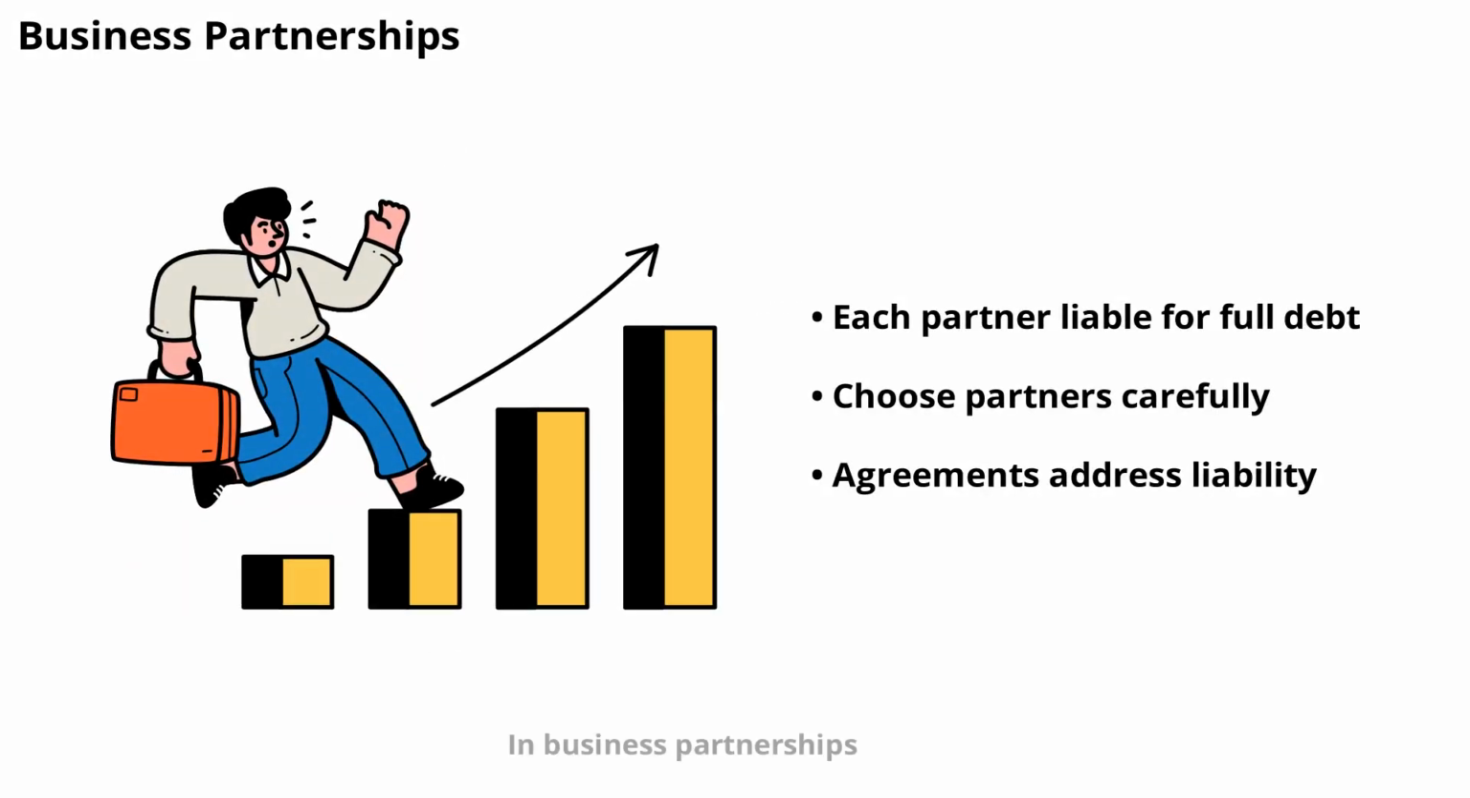In business partnerships, joint and several liability means each partner can be held responsible for the full amount of partnership debts. This underscores the importance of choosing partners carefully and understanding the risks involved. Partnership agreements often address how liability will be shared and how disputes will be resolved.